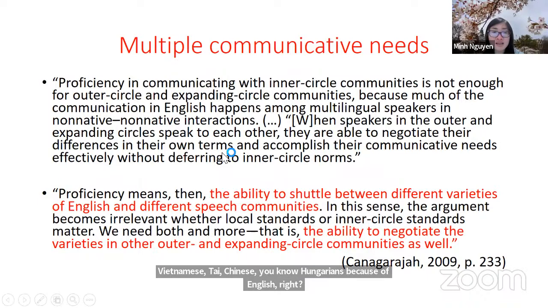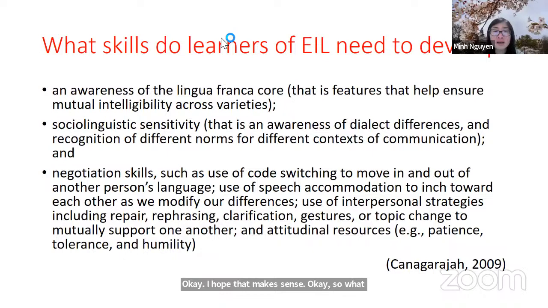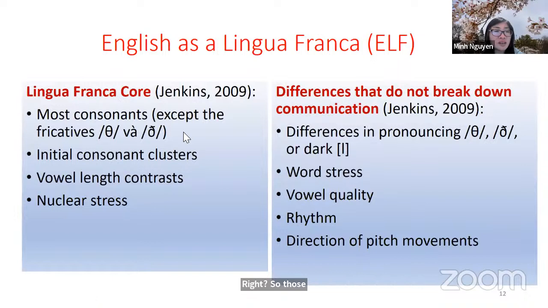So what skills do learners of English as an international language need to develop? According to Kanagaraja, 2009, they need a broader range of skills and competences rather than just the ability to understand native speakers' varieties. They need to develop an awareness of the lingua franca core, the features that have ensured mutual intelligibility across varieties, which we just talked about. They need to be aware of those features, because if they don't produce them accurately, they may not be able to make themselves understood to other speakers of English.